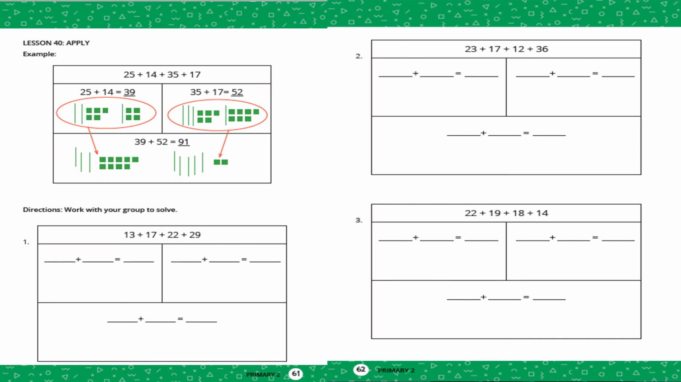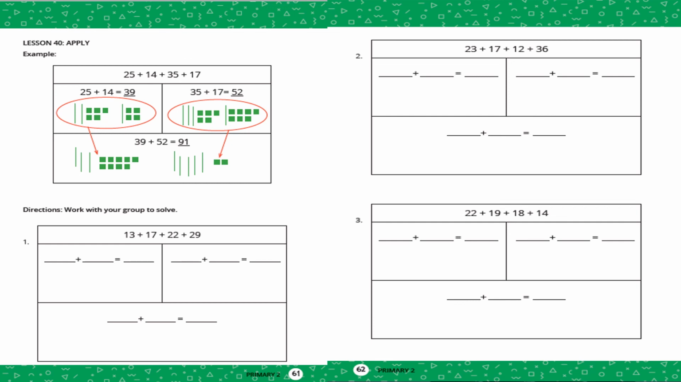Let's move to lesson 40. Now we have 4 numbers. We will put every 2 numbers together to find the sum, and finally, we will put the results together to find the sum. For example, here we have 25 plus 14 plus 35 plus 17.